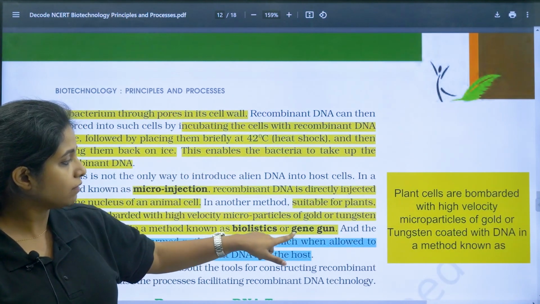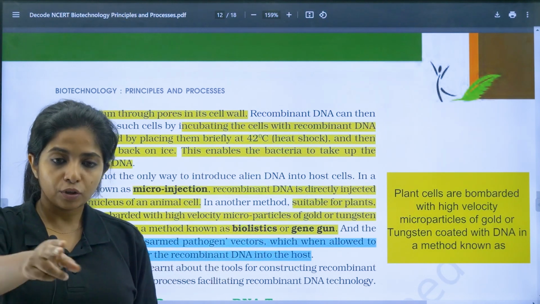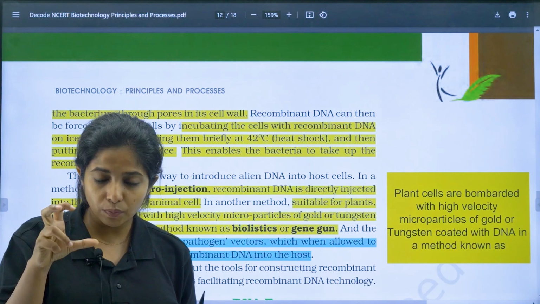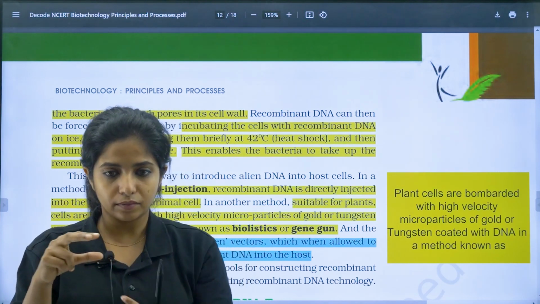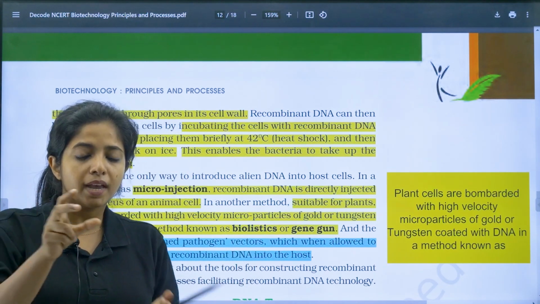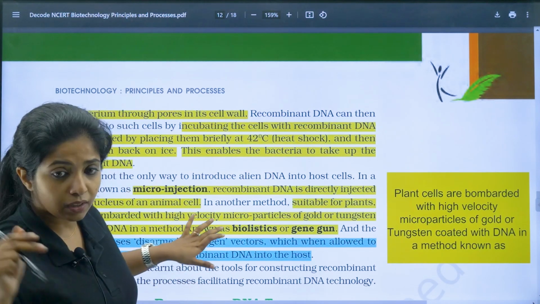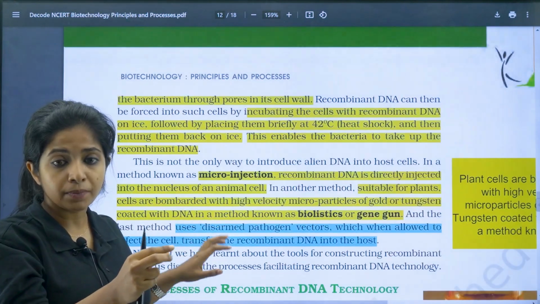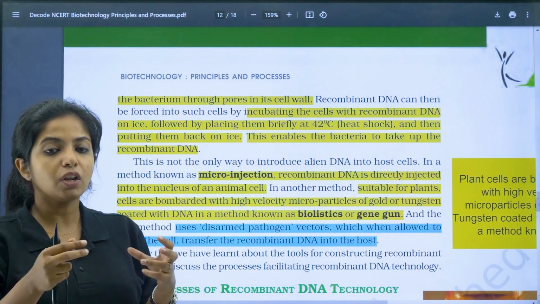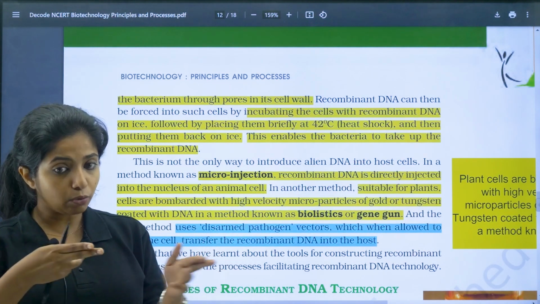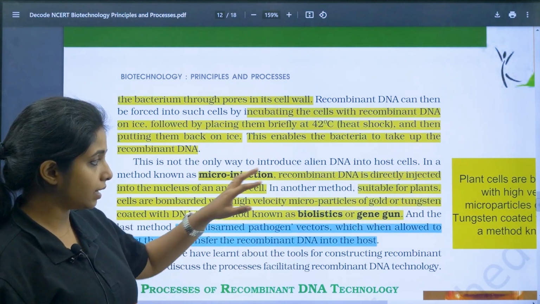Now for plants, what do we have? Gene gun or biolistics. What do you do? You have a gene gun-like thing where microparticles of gold and tungsten are used, covered by the DNA of interest. Now you are going to shoot it with high velocity inside the nucleus. Why are you doing it? Because you know there is a cell wall in the case of a plant cell, which is why you have to use a gene gun there. That is the way you do it.